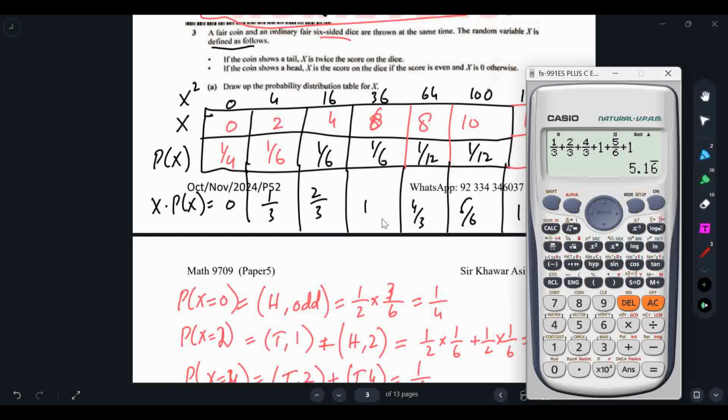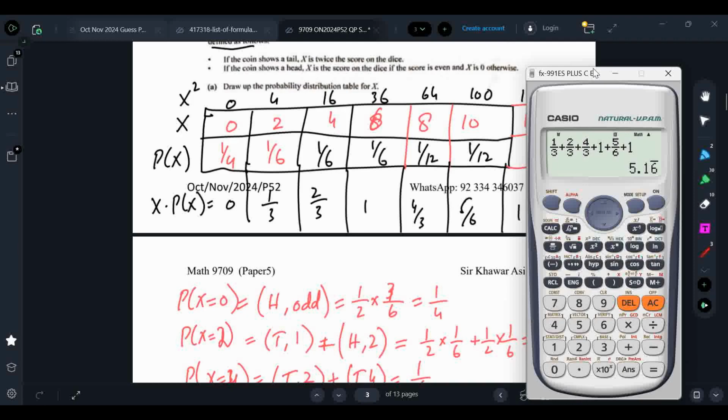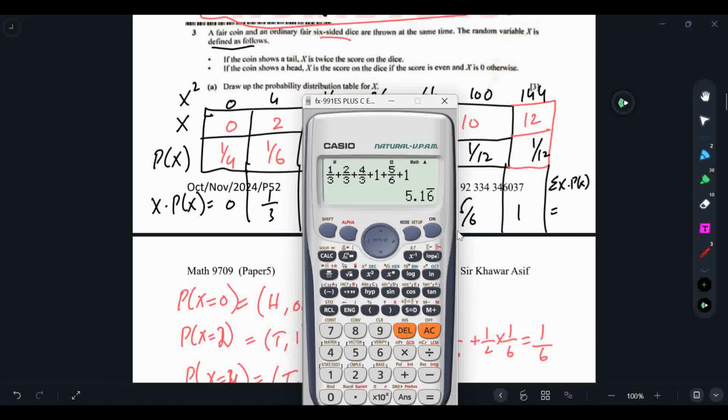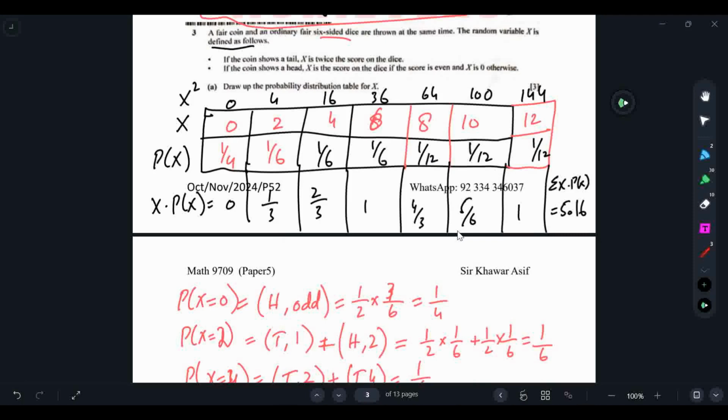Let me see this one. This one will be 0, 1 by 3, 2 by 3, 1, 4 by 3, 1 and 1, and 4 by 3 and 5 by 6. Yes, till here we will have 5.16. We need to write it over here, 5.16. So summation of x dot p probability of x will be 5.16.